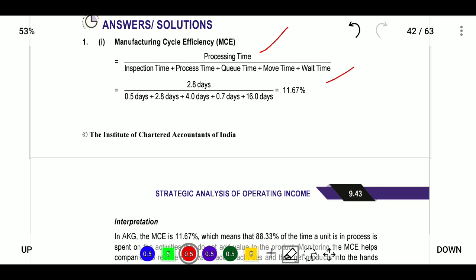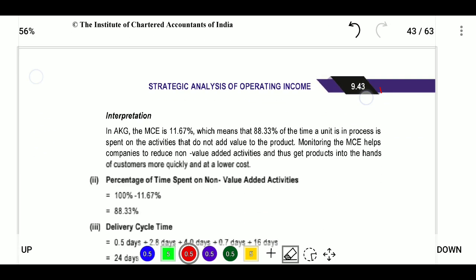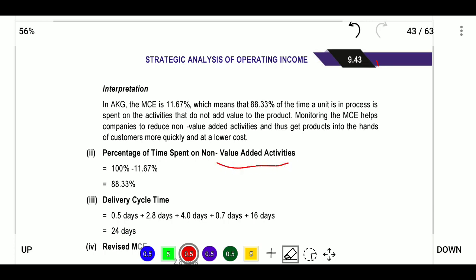0.5 days, 2.8 days, 4 days, 0.7 days and 16 days, that is 11.67% manufacturing efficiency. Efficiency is 11.67, so the remaining, 100 minus 11.67, is non-efficiency, which goes to non-value added activity. That is the percentage of time spent on non-value added activity. In the interpretation, the MCE, the manufacturing cycle efficiency, is 11.67, which means 88.33 units of the process is spent on activities that do not add value to the product. So we are spending more on non-value added activity.